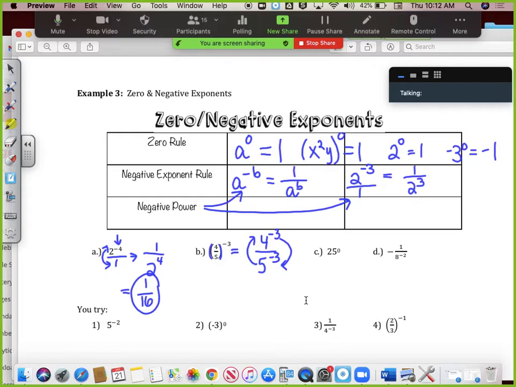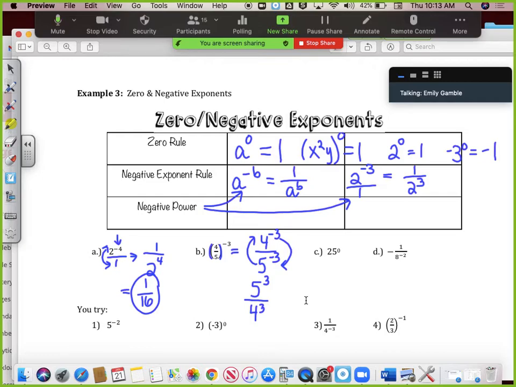So everything's going to flip upside down, and when it does flip upside down, it will turn into the positive version of those exponents. So 4 to the negative 3 over 5 to the negative 3 is equal to 5 to the 3 over 4 to the 3. It's a very interesting, weird concept, but that's math for you. So you just flip it upside down, you turn the negatives into positives, and then that's what that would equal.